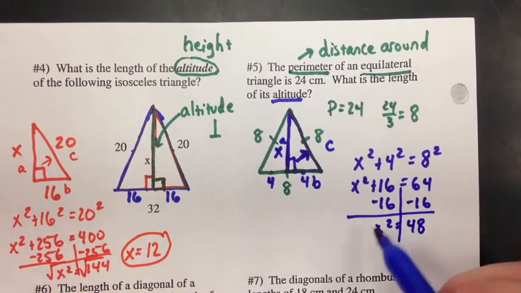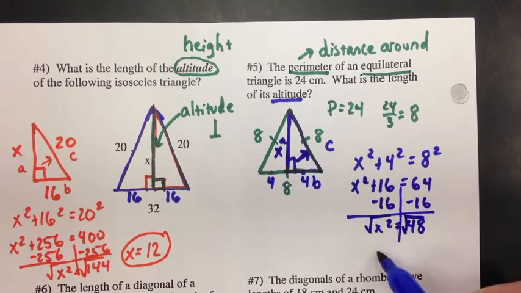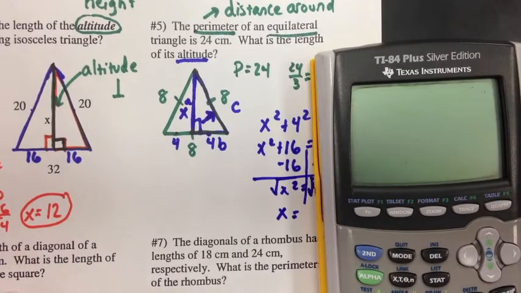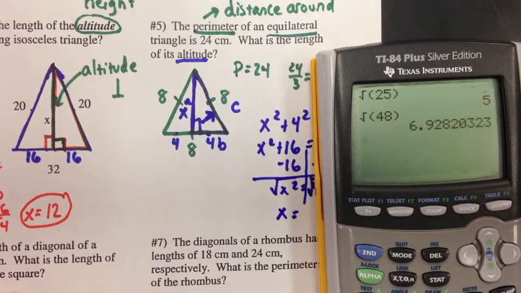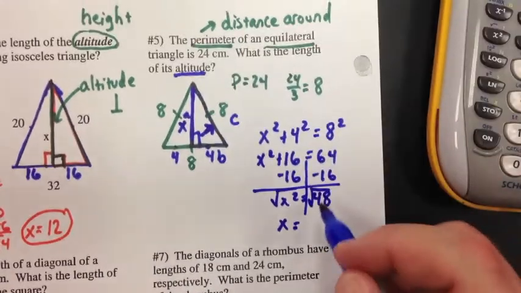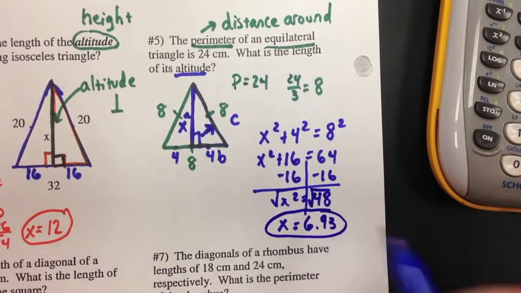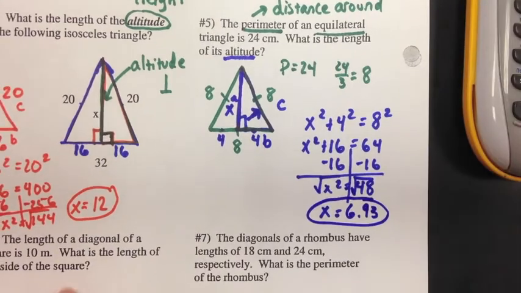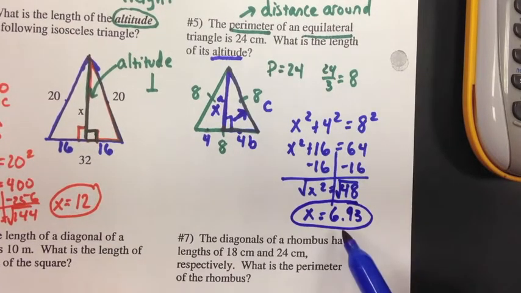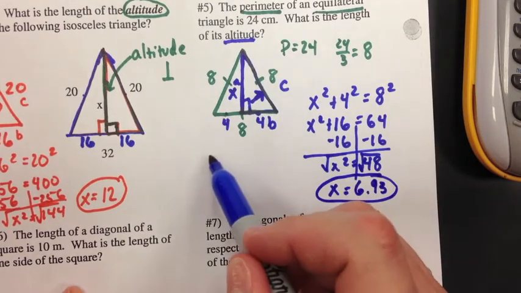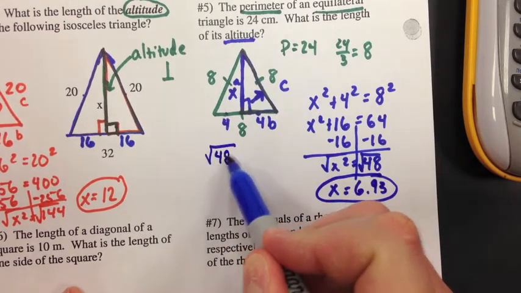Now at this point, when you take the square root, this is not going to work out very nicely. When we do square root of 48, we get a decimal. We get 6.93. Now it's okay to round it. So if you want to say 6.9 or I'll say 6.93, that's a good answer. The problem is that that's not exact. This is what we call a rounded solution. If we want the exact answer, we can take square root of 48 and simplify that.